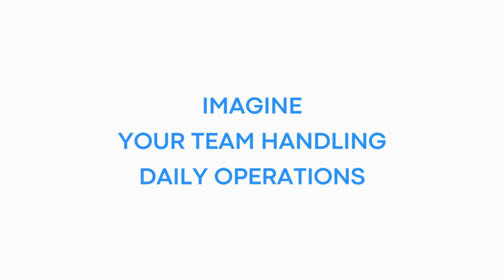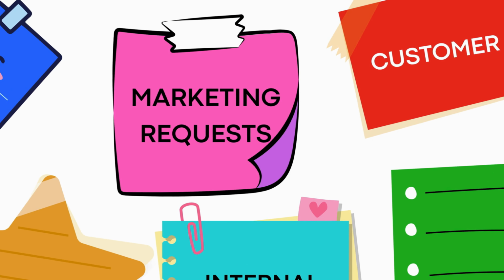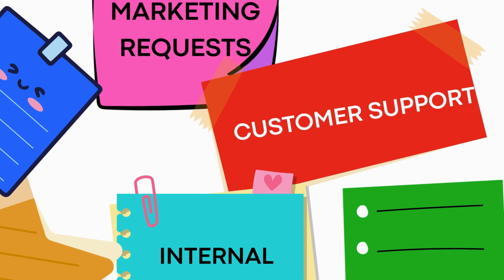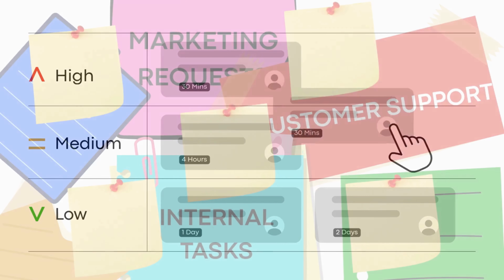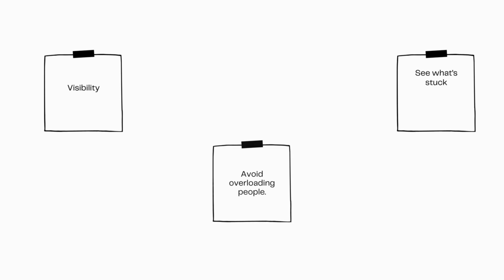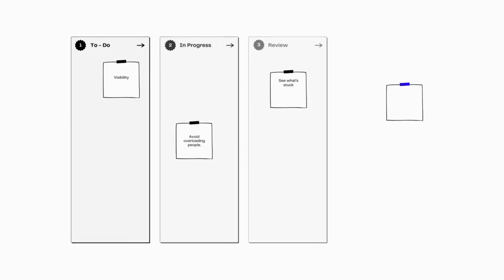So let's make this real. Imagine your team handling daily operations, maybe marketing requests, internal tasks, customer support tickets. New work comes in every day. Priorities change. Some tasks take 30 minutes, some take 2 days. You don't need a 6-month roadmap. You need visibility. You need to avoid overloading people. You need to see what's stuck. That's Kanban.